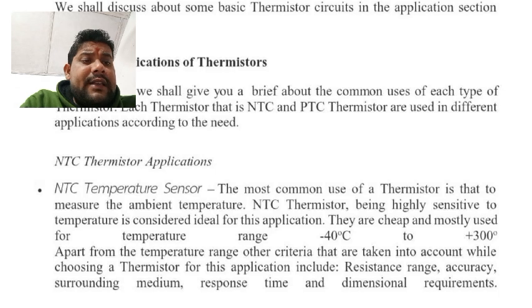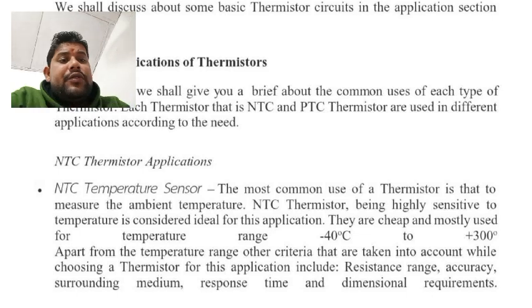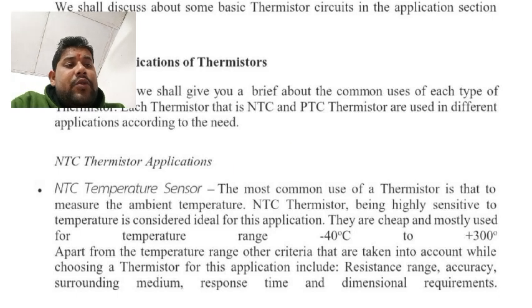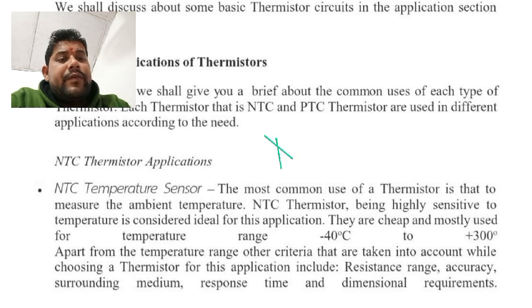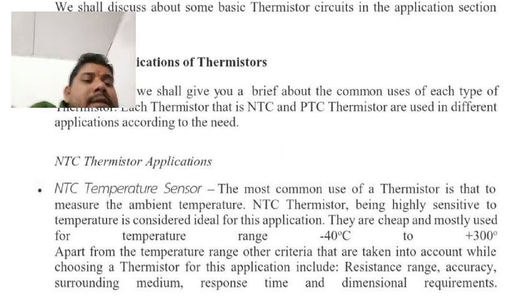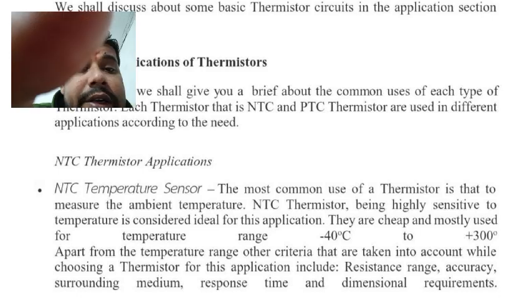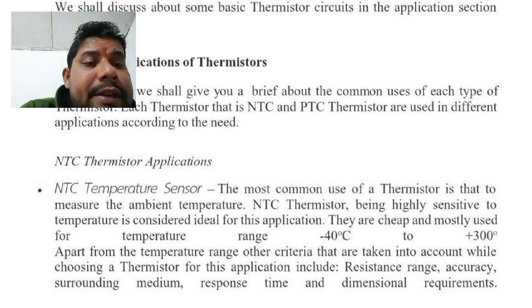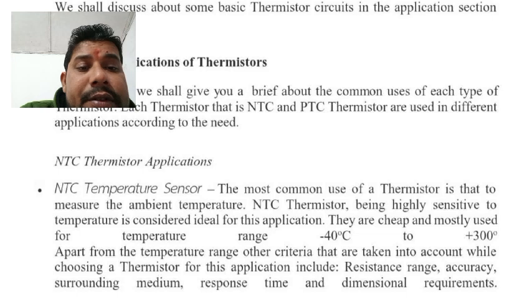NTC thermistors are highly sensitive to temperature, making them ideal for these applications. They are cheap, and mostly used for a temperature range of minus 40 to 300. Apart from the temperature range, other factors must be considered while choosing a thermistor for an application, including resistance range, accuracy, and surrounding medium.